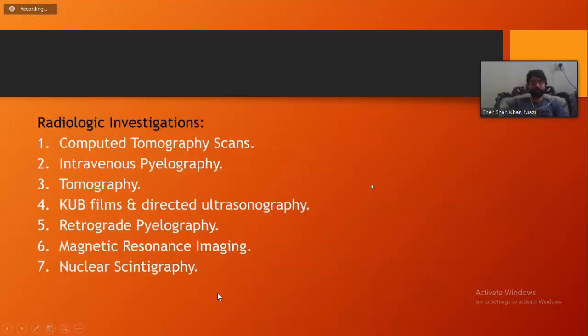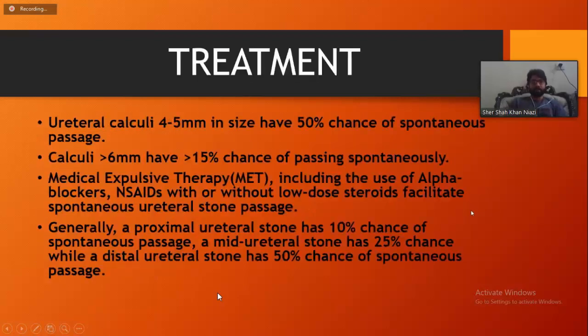The radiologic investigations include computed tomography scans, intravenous pyelography, KUB films, ultrasonography, retrograde pyelography, magnetic resonance imaging, and scintigraphy. So coming to the treatment, ureteral calculi, the calculi inside the ureter, 4 to 5 millimeter in size have a 50% chance of spontaneous passage. Calculi greater than 6 millimeter have a slightly lower chance of passing spontaneously.